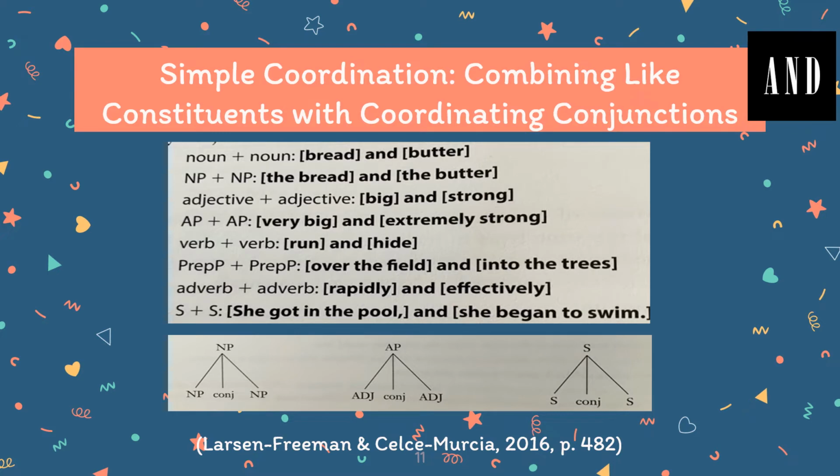So these are some pictures taken right from the textbook that I thought were really helpful in describing this simple coordination with the word and. And so we have noun plus noun, like bread and butter, noun phrase plus noun phrase, the bread and the butter, adjective plus adjective, big and strong. And then we have an adjective phrase plus an adjective phrase, very big and extremely strong.